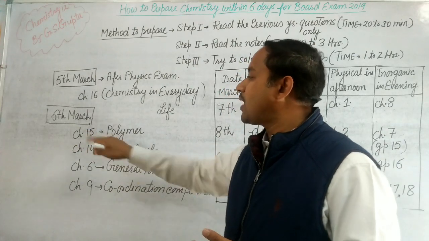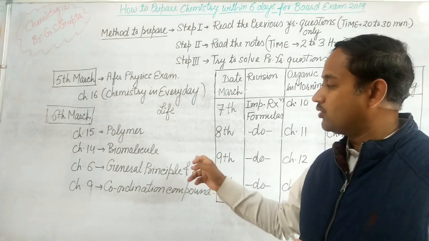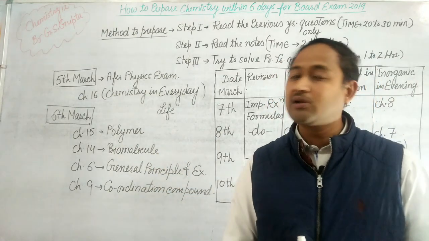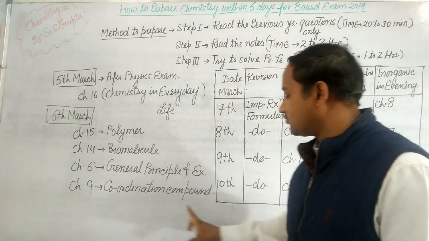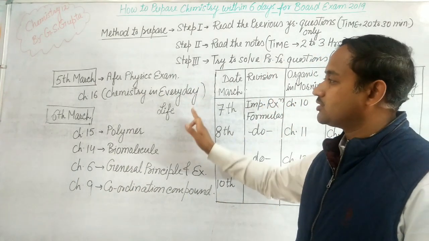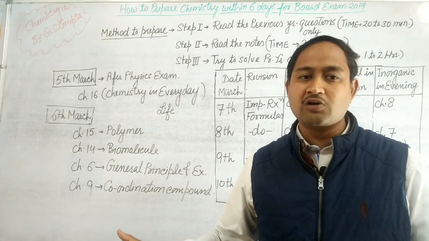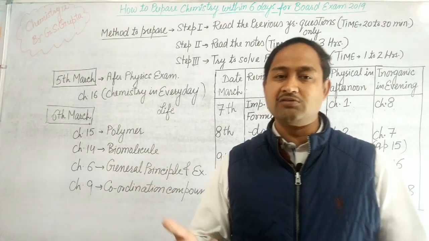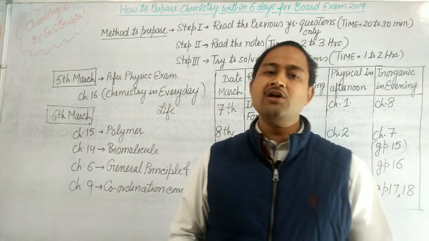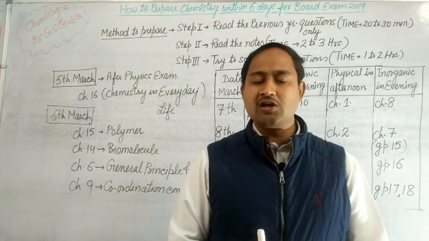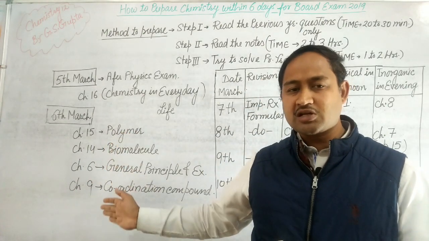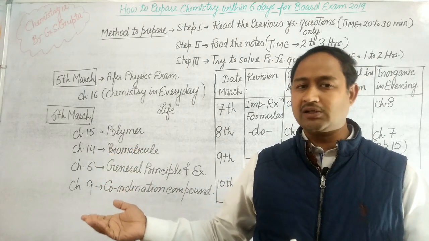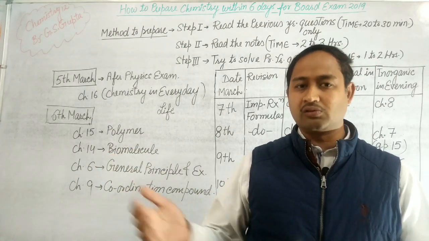On the 6th March, you have to revise chapter number 15, polymers, chapter number 14, biomolecules, chapter number 6, general principles, and chapter number 9, coordination compounds. These chapters are actually the stress reliever of the exam. Why are these stress relievers? Because if in only one day you are revising 30% of your syllabus, that is 5 chapters, you can simply think your stress will be gone.